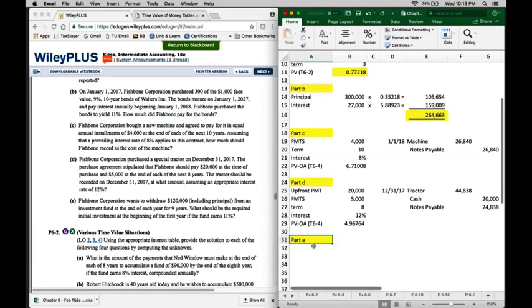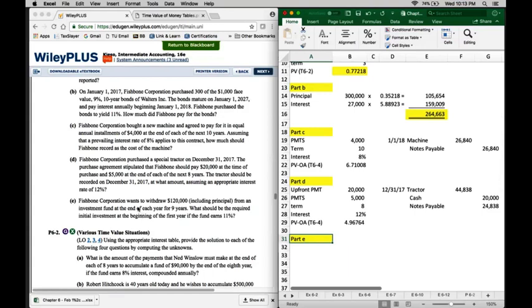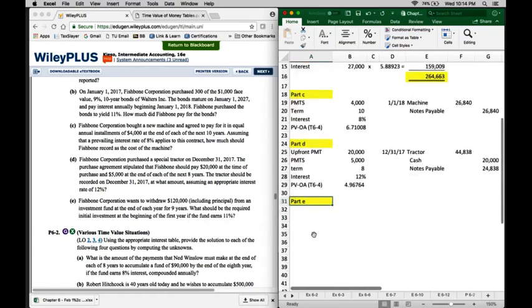Now let's look at part E. In part E, they're telling us you want to withdraw $120,000, including principal, from an investment fund at the end of each year for the next 9 years. What should the required initial investment be at the beginning of the first year if the fund earns 11%? So again, I have a series of cash flows. The amount is at the end of the period. The amount is 120,000, 9 years, 11%.